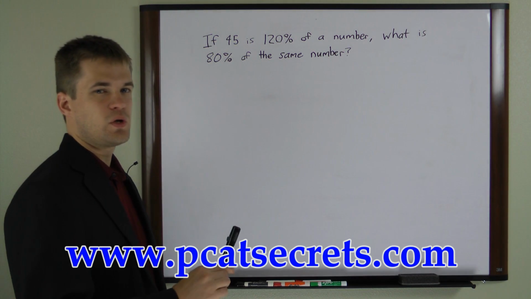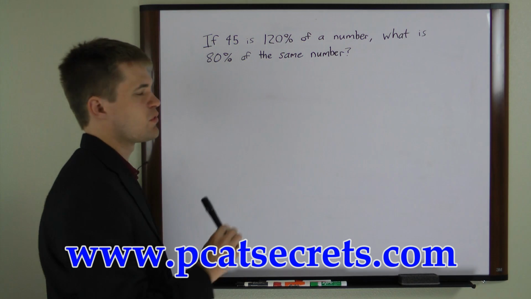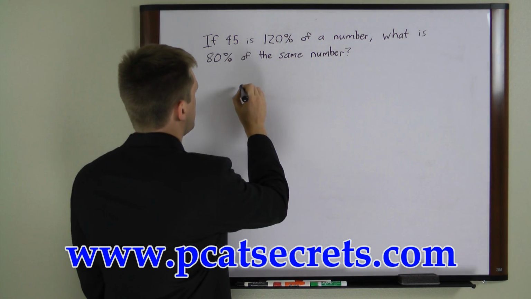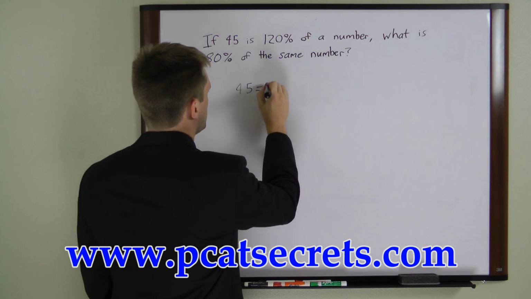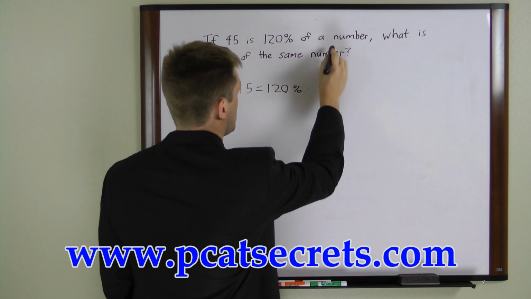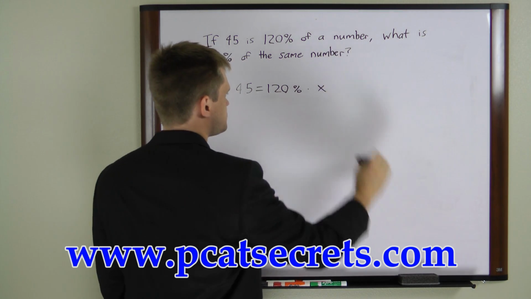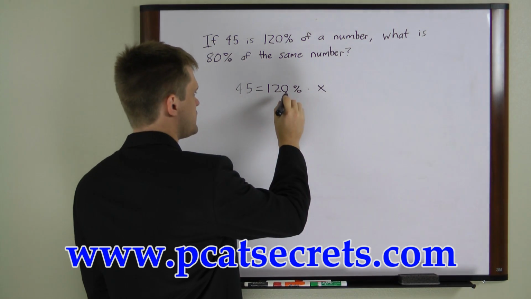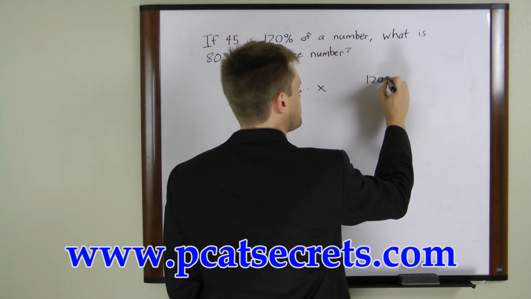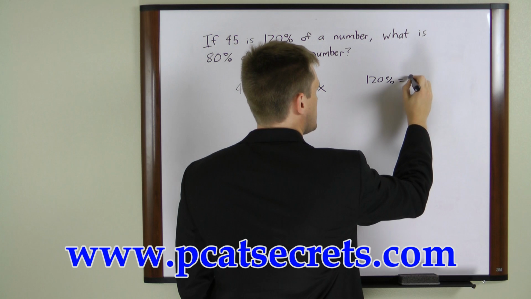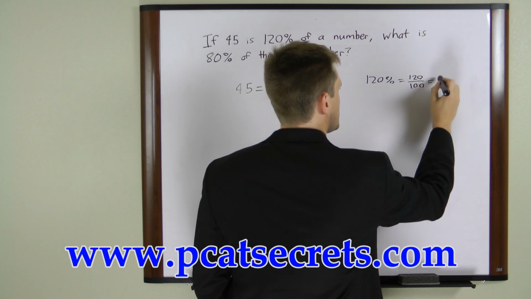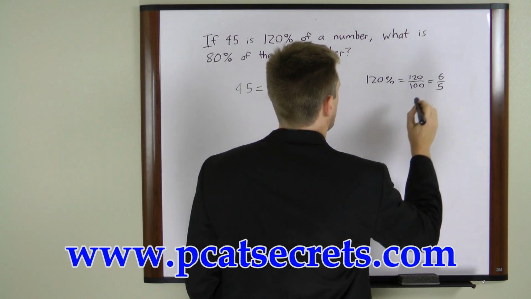This problem gives us two equations that we can solve to find the number we're looking for. Let's write the first one. First we have 45 equals 120% times a number. We'll call that number x. Now to solve this, we want to convert the 120% to a fraction. So let's do that. 120% is 120 over 100, which is the same as 6 over 5.